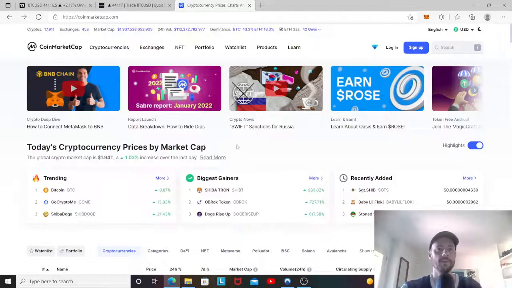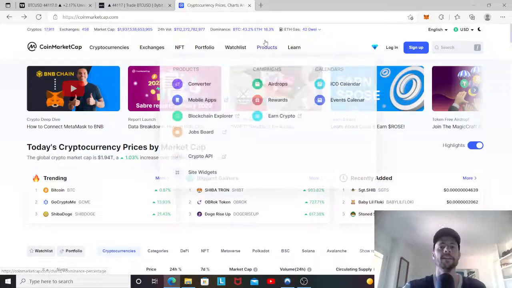Alright, so this is the main page, CoinMarketCap.com, and right here at the top, there's almost 18,000 cryptos right now, 458 exchanges. This is the total market cap of all crypto, $1.9 trillion. 24-hour volume is at 112 billion. The Bitcoin dominance, and what this means is what percent of the total market cap of all crypto does Bitcoin take up out of that? 43.2%, and Ethereum 18.3%.